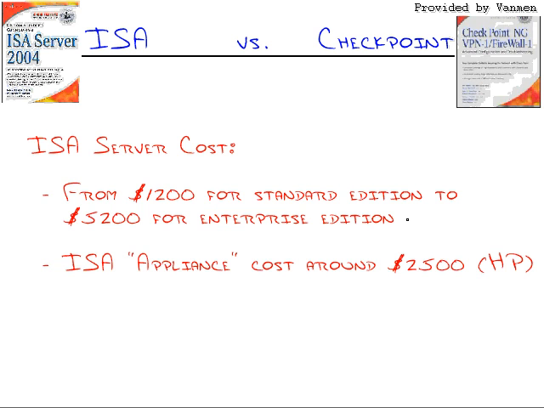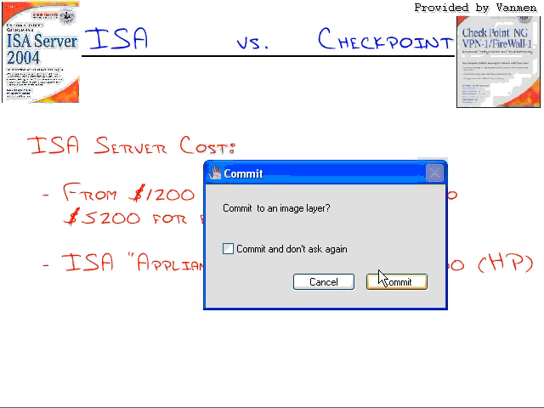Now, that's for the software. You can also buy an ISA appliance from, I just grabbed Hewlett-Packard as one of the vendors. That is a pre-installed system with Windows, the appliance version, for $2,500, and that includes all the hardware and software that you'll need. So that's about it. Now, I do want to make sure I mention the difference.